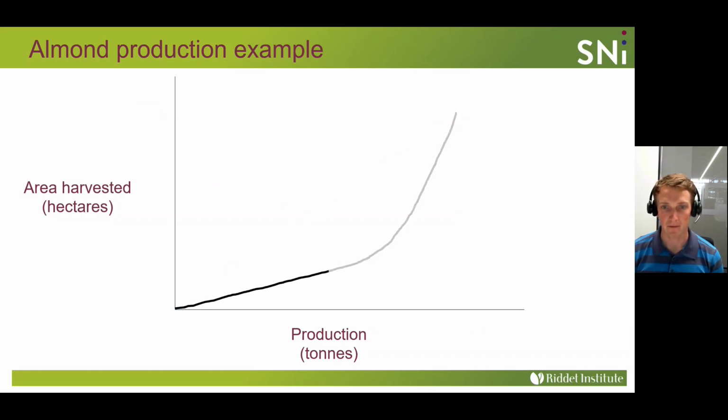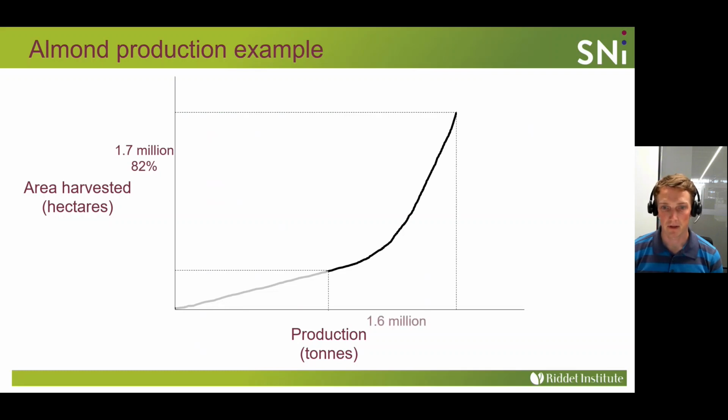The best yielding half of production used 370,000 hectares, or 18% of the total land producing almonds, to produce 1.6 million tons of almonds. So this is a yield of 4.3 tons per hectare. The worst yielding half of production used 1.7 million hectares to produce the same amount of almonds. So that's a yield of 0.9 tons per hectare.